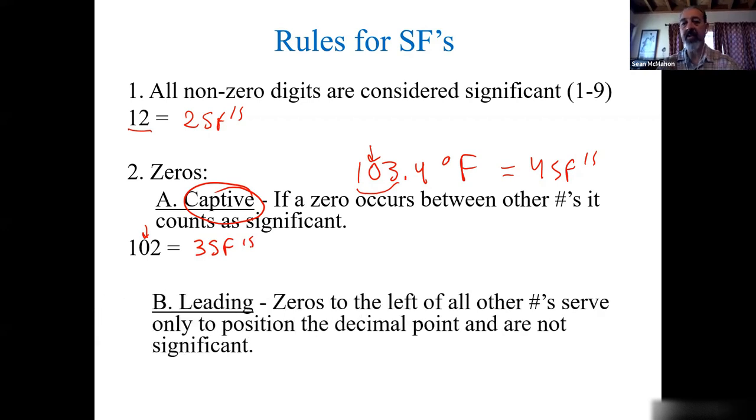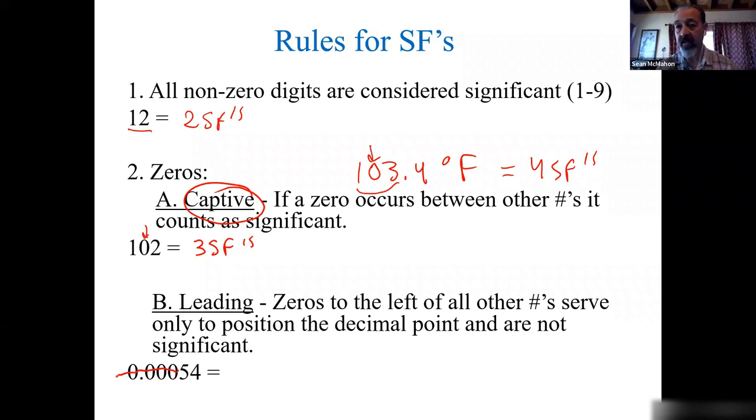Leading zeros. Now, leading zeros, they're always to the left of the numbers, and they're used for placement value. Okay. So we don't count them as significant. They're just to put things in the right place. So if I look, all these zeros are to the left of non-zero digits. So what do we do? Just cross them out.